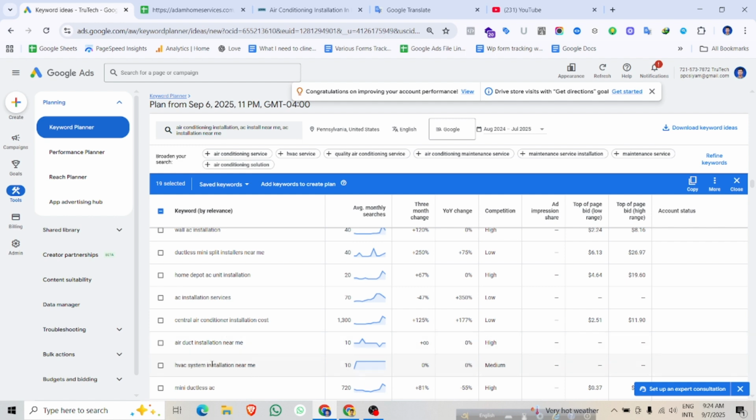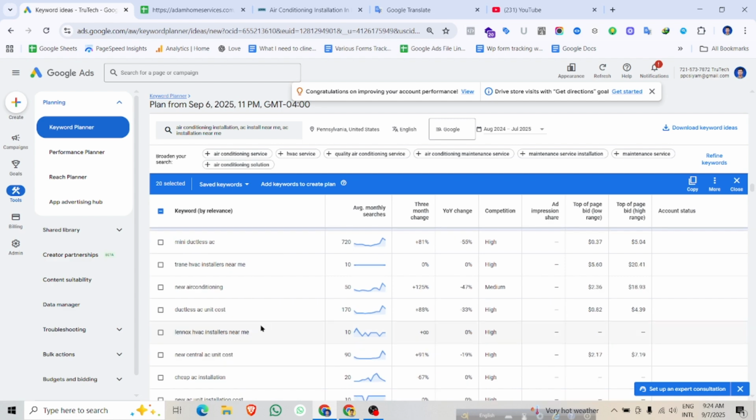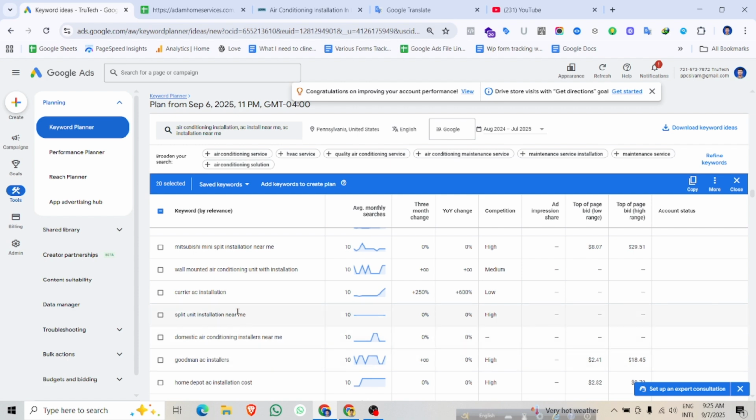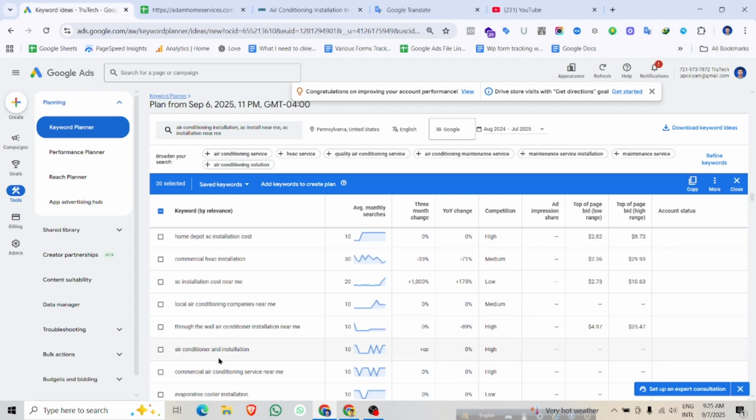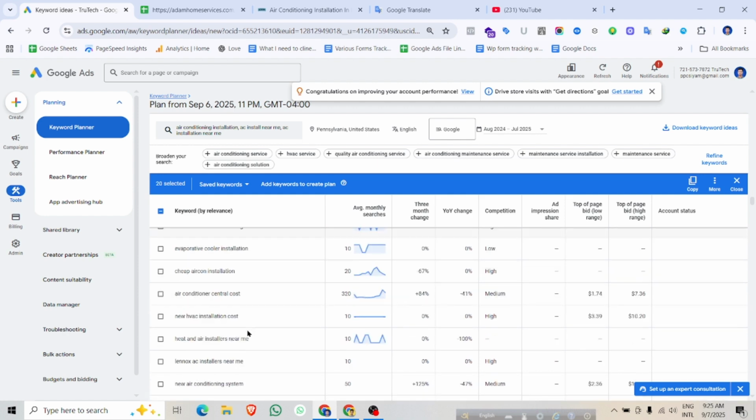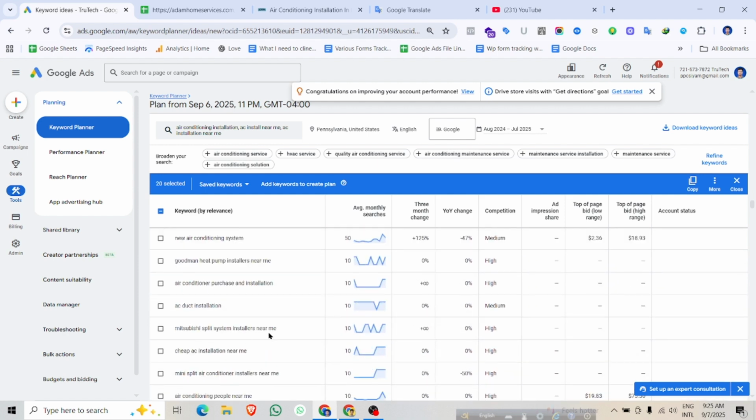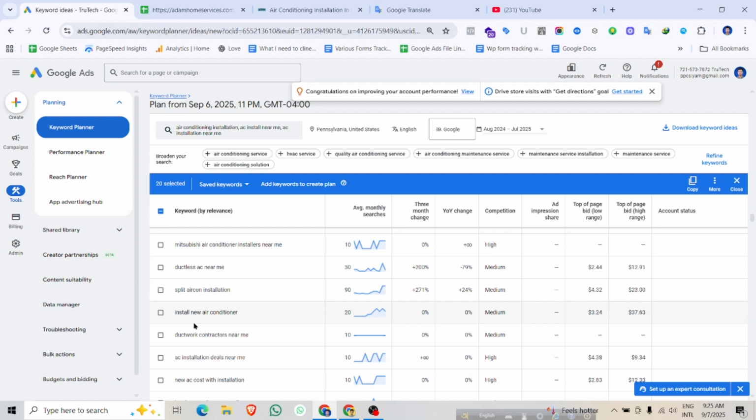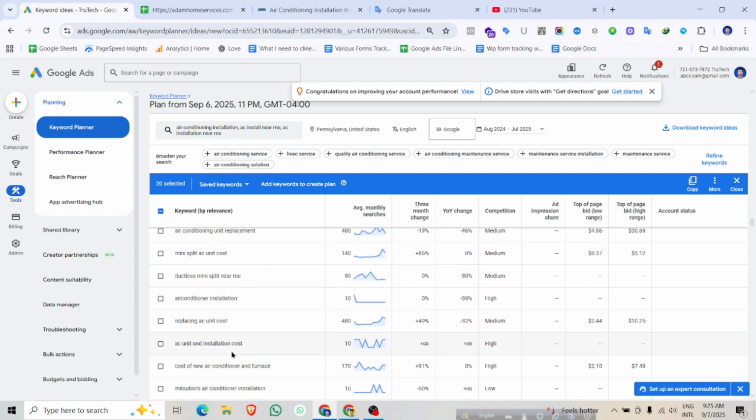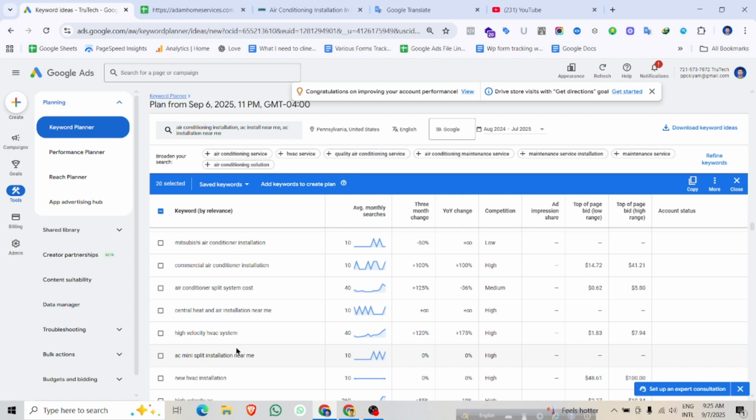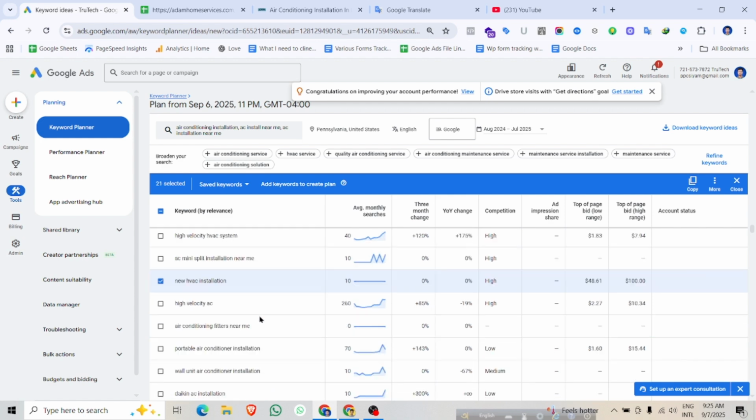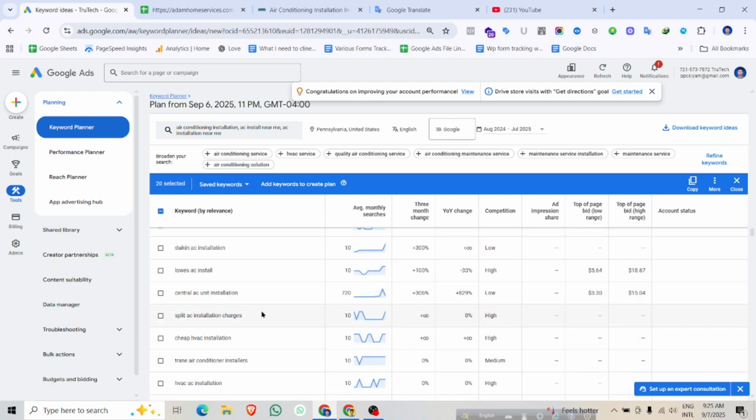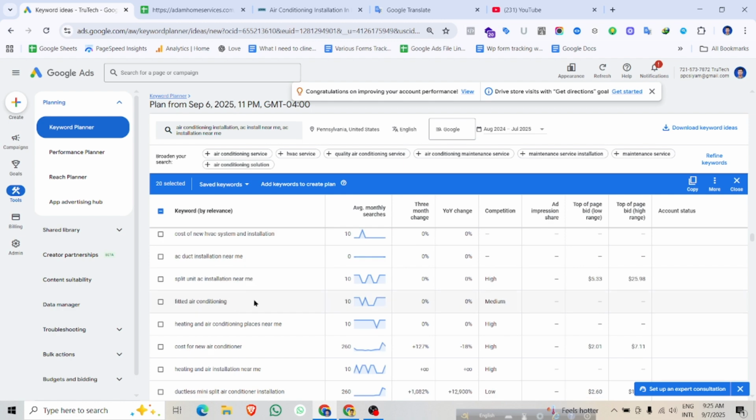HVAC system installation near me, this is also a best keyword. Already I have selected 20 keywords. Okay, now air conditioner and installation, new air conditioning system, install new air conditioner, new HVAC installation. You need to see this is so high intent, but our budget is not high, so I cannot include this.